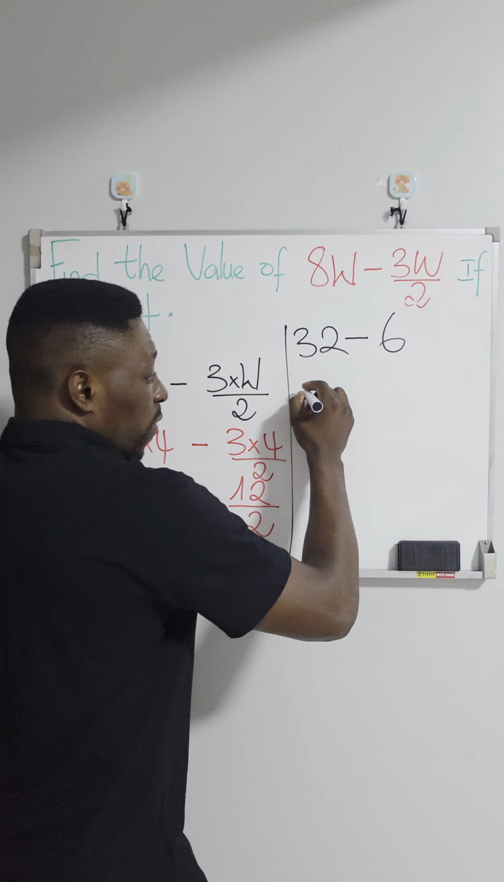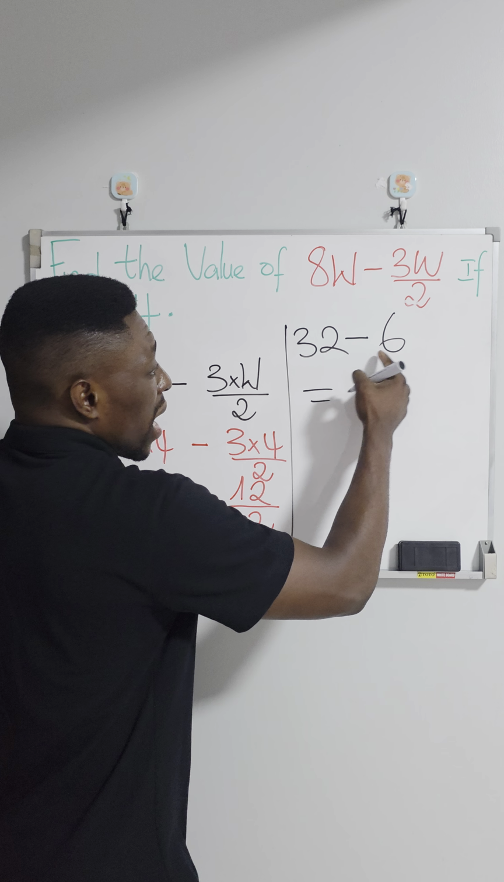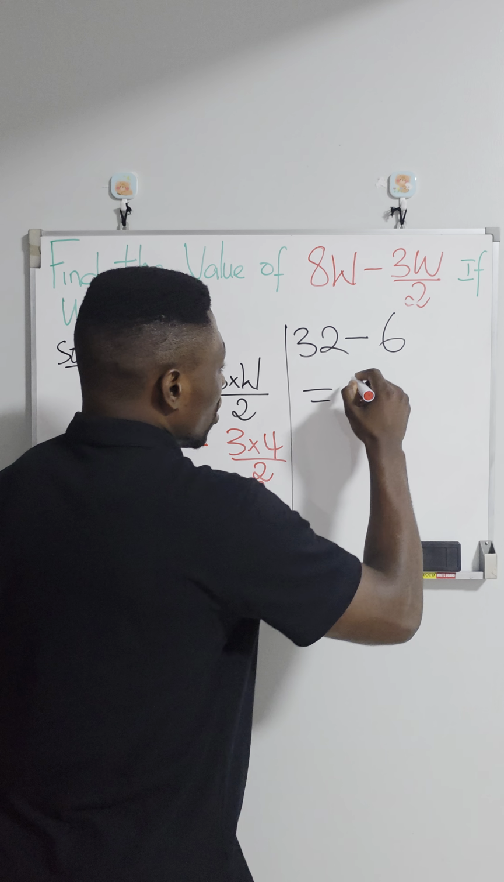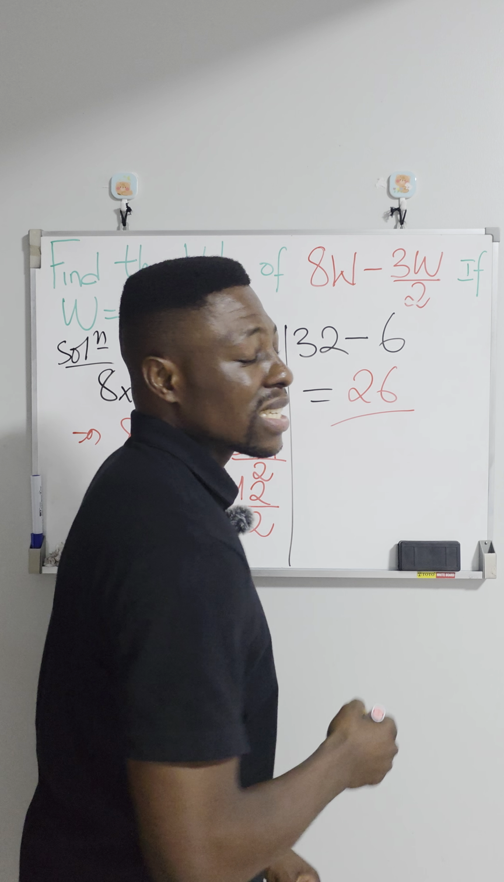At this point, let me finalize it. What is 32 minus 6? Of course, it is 26. So our final answer is 26.